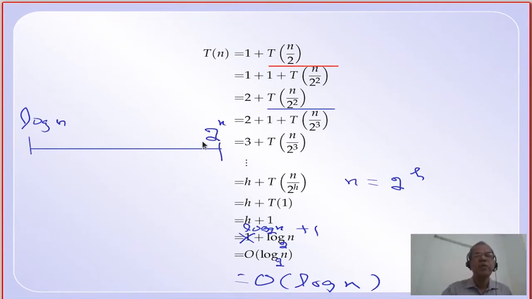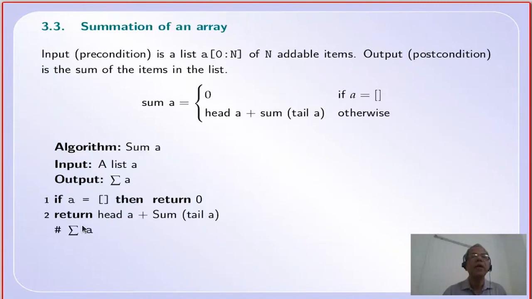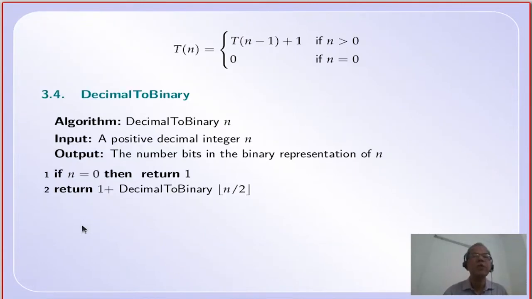By the way, you would have taken note by now, suppose the base is 2, it is still log. Suppose the base is 3, it is still log. The base is 10, it is still log. The base is e, it is still log. The base does not matter. Summation of an array is homework, decimal to binary is homework.